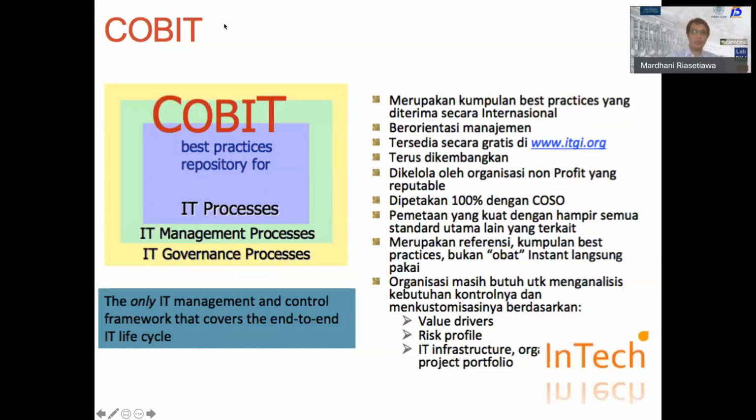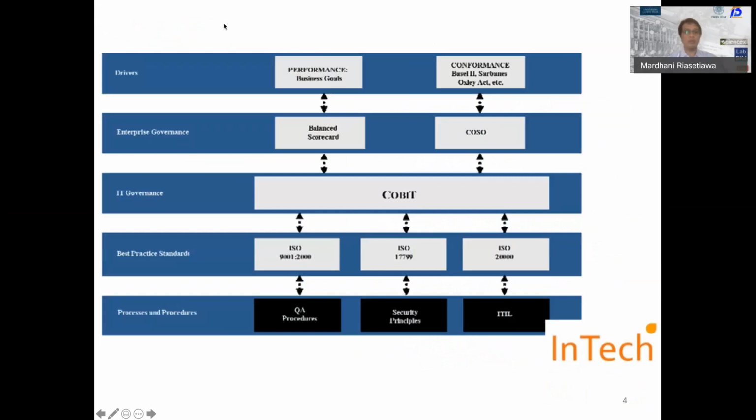So to understand COBIT, you need to understand where COBIT comes from. COBIT comes from the interpretation of several other standards. At the top level of the standard, we have two sides to how we think about information technology operation or implementation. We believe the most important thing of information technology implementation is to enhance the performance. So in this case, it's business goals.